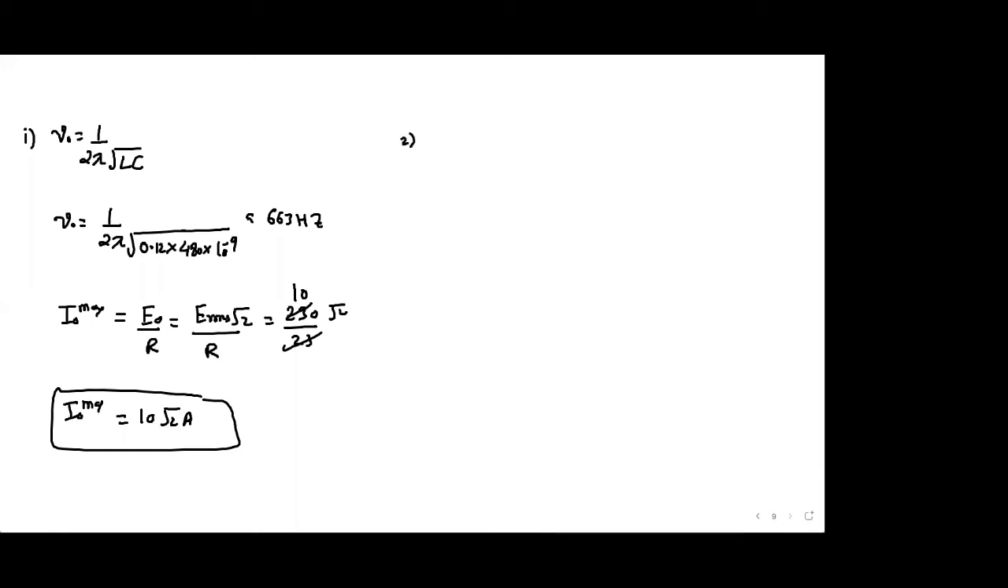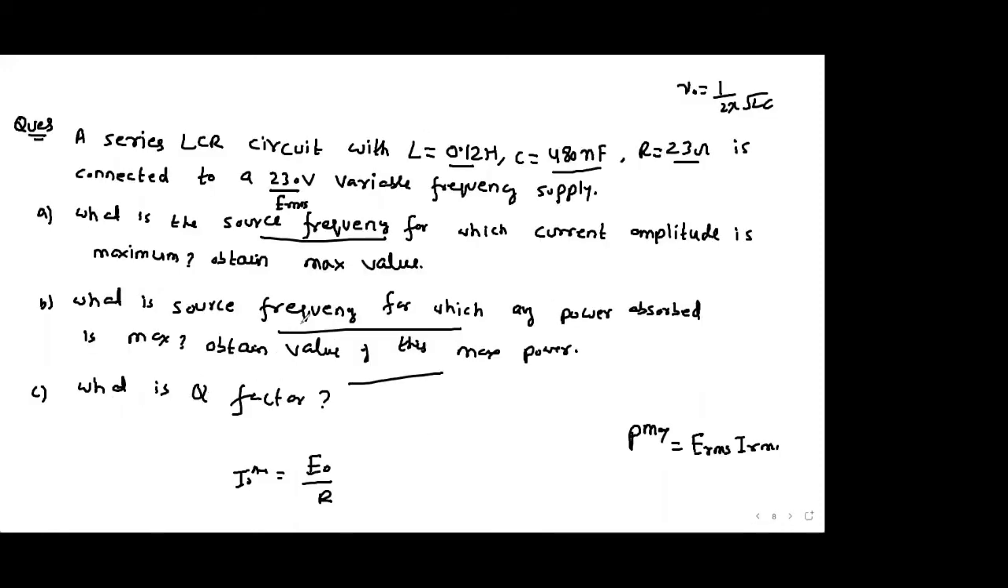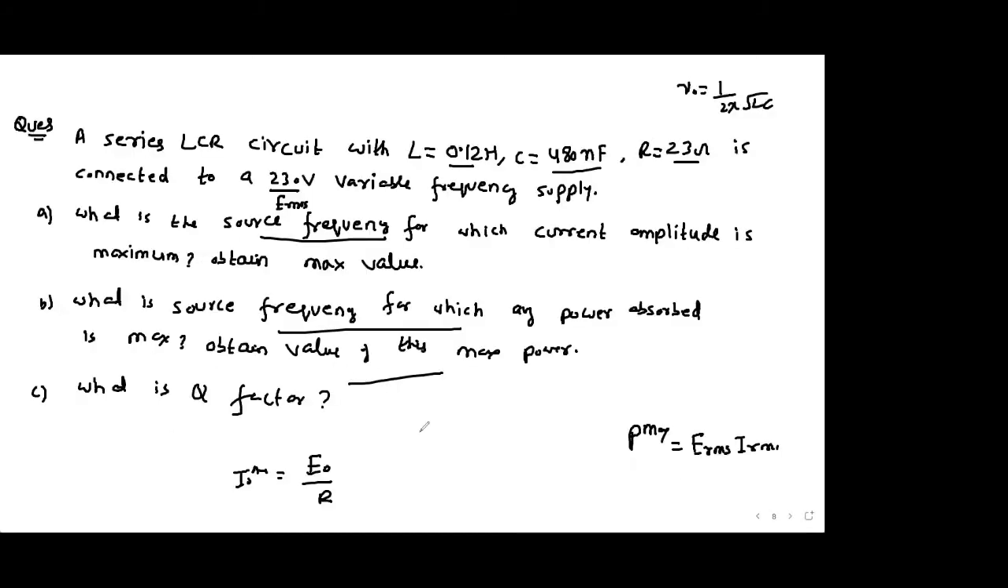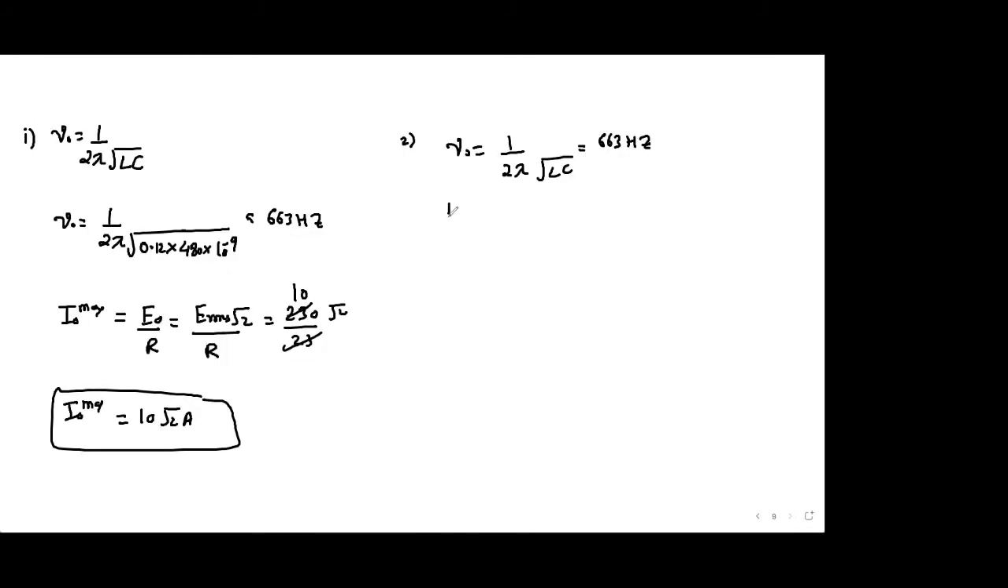The second part, he's asking about the frequency for which average power is maximum. It's the same frequency, the same resonance frequency. So the answer of first part is exactly the same. It's 1 by 2 pi root over LC. This is same, 663 Hertz. In the second part, you're supposed to calculate the maximum power. This is maximum power.